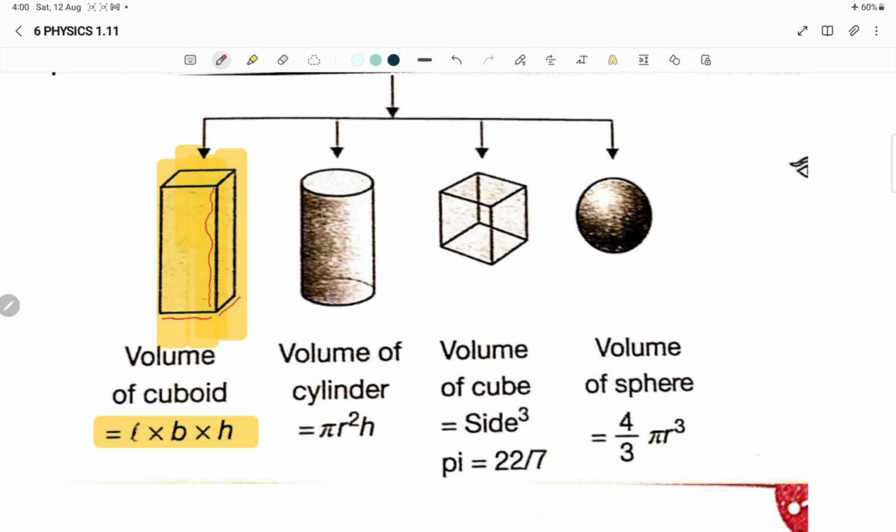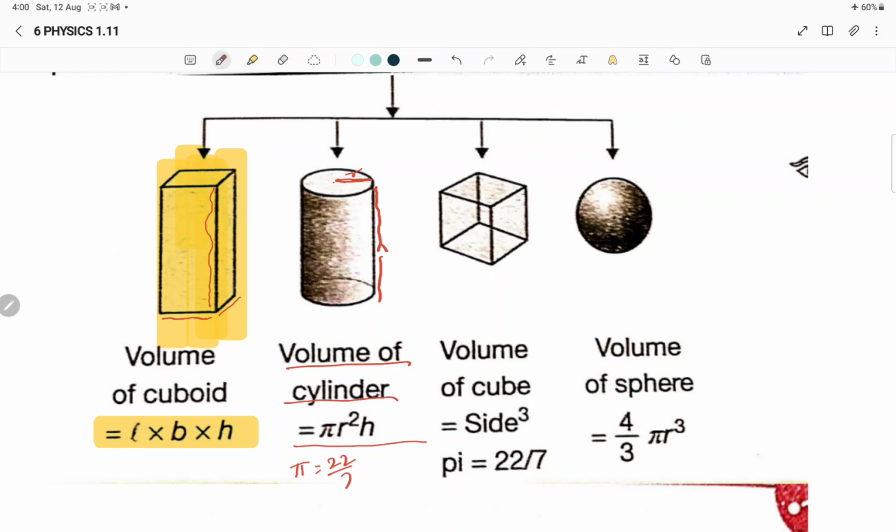Next one, volume of cylinder. The volume of cylinder formula is pi r square h. Pi is equal to 22/7. r is the radius of the cylinder, and h is the height of the cylinder. Radius of the cylinder is r, height of the cylinder is h. Then the volume of the cylinder is pi r square h, where pi is equal to 22/7.